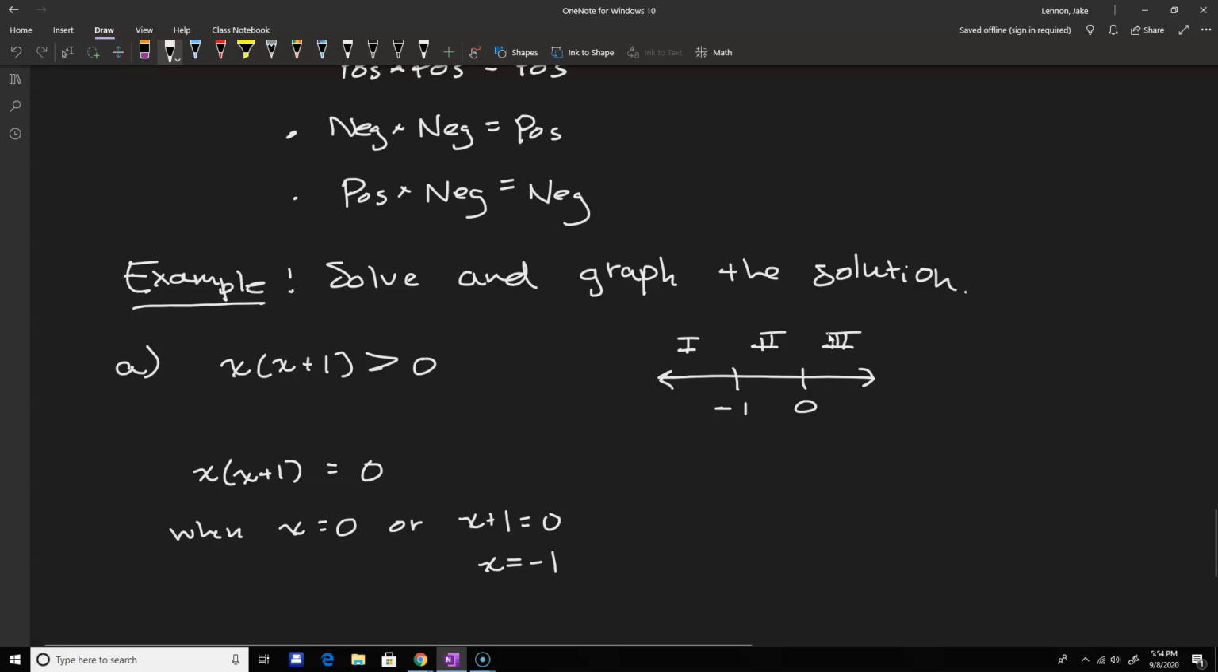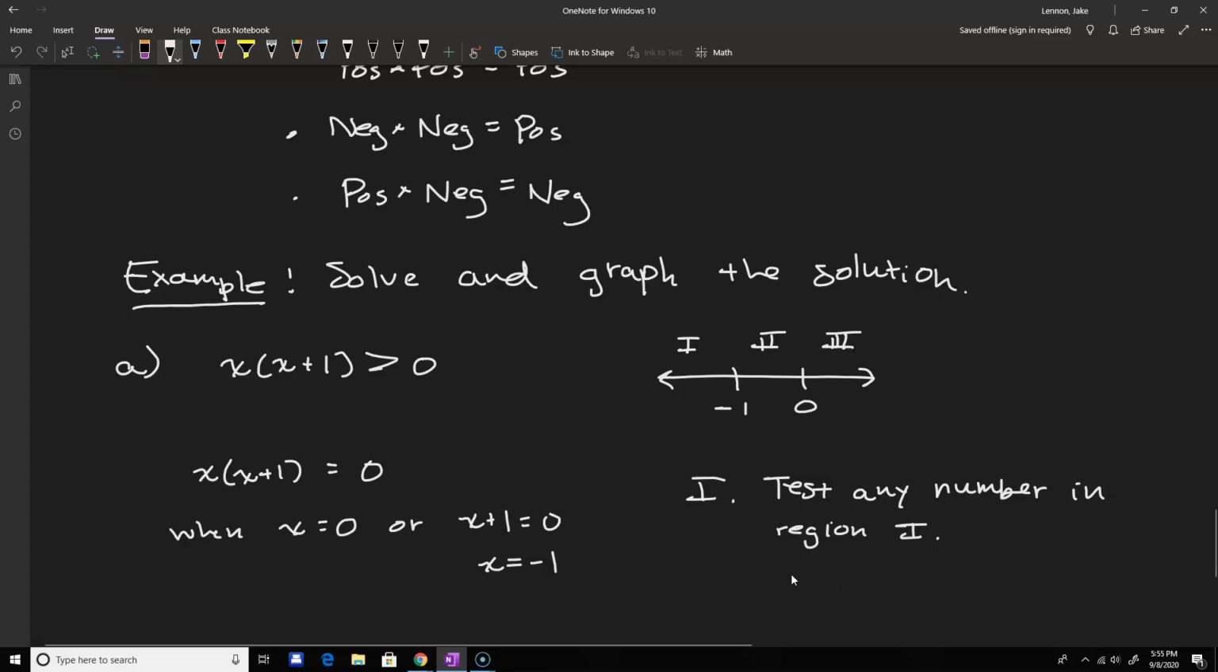And the regions themselves will either be part of the solution or not part of the solution. And that's what we need to test. So we want to test whether if we plug any number from this region in, what will happen. And the result will be the same for any number that you plug in. So let's say we want to do region 1. Test any number in region 1. So that basically means you can plug in any number that's less than -1.